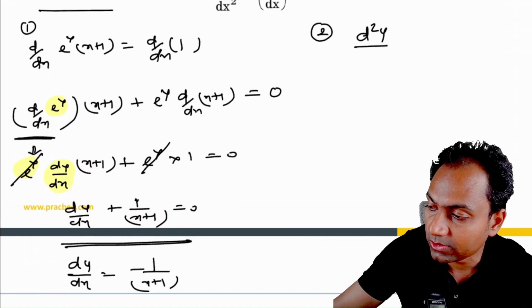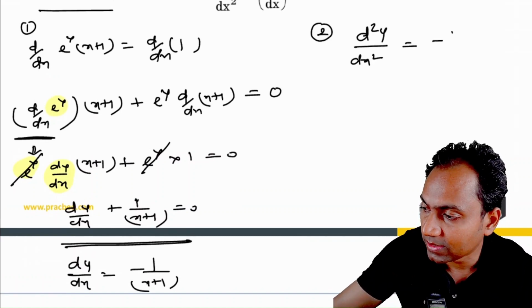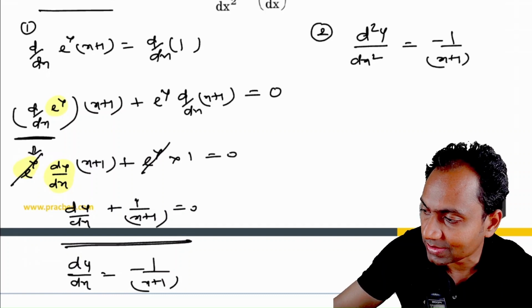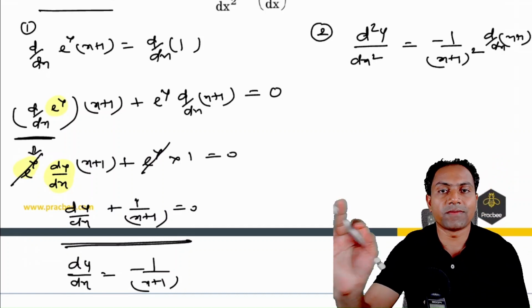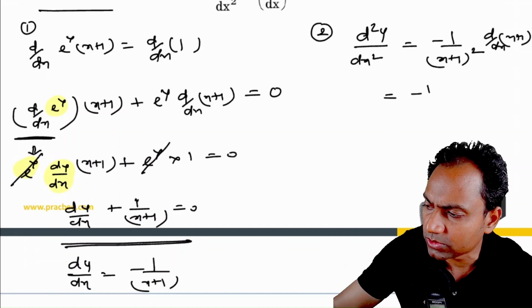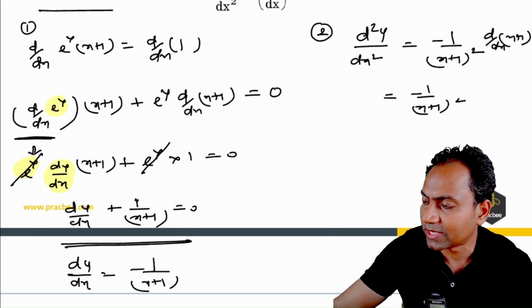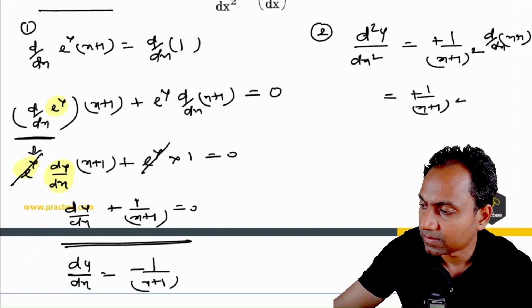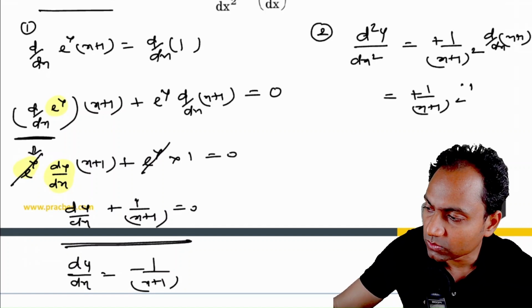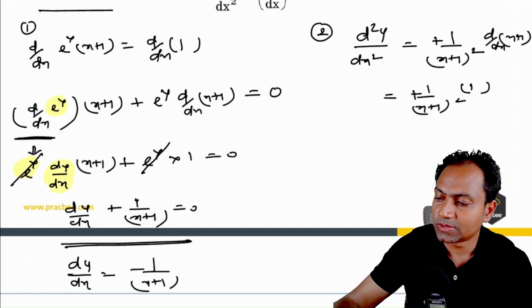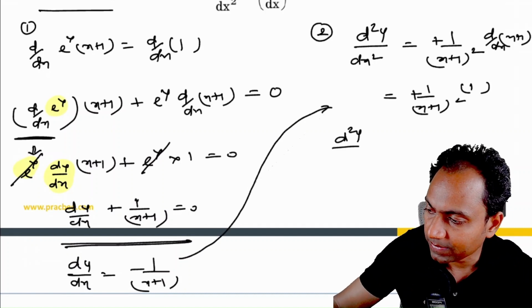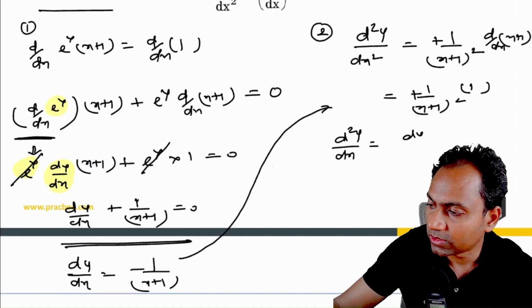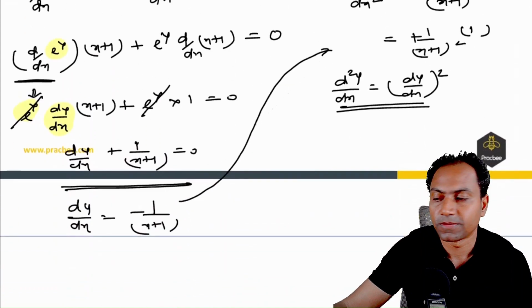If I do so, d²y/dx² will be nothing but, now again chain rule, 1 upon (x + 1) whole square, and then the derivative of x + 1. So again we have chain rule once more. Chain rule is very important, and would be used in multiple questions. Now the derivative of x + 1 becomes 1, and here it will be a plus sign. Now if I compare both the sides, I can substitute the value of 1/(x + 1) here. And if I do so, d²y/dx² would be equal to nothing but (dy/dx)². And this is what was asked in the question as well. We have got that expression.